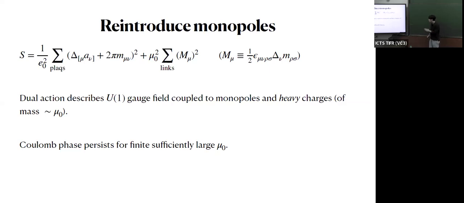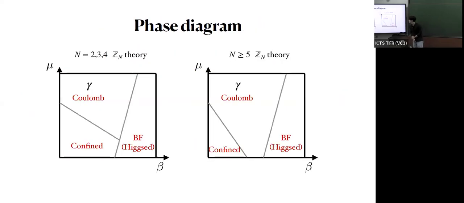And I want to emphasize this is all while center vortices are proliferating. That is essential. So this is the phase diagram. On the right here, this is n greater than or equal to 5. You can access the Coulomb phase without actually turning on a monopole mass. But if you want to see it for n equals 2, 3, and 4, you have to turn on a monopole mass, but it's there, and it's a generic phase. It opens up as soon as you turn on a sufficiently large mu.